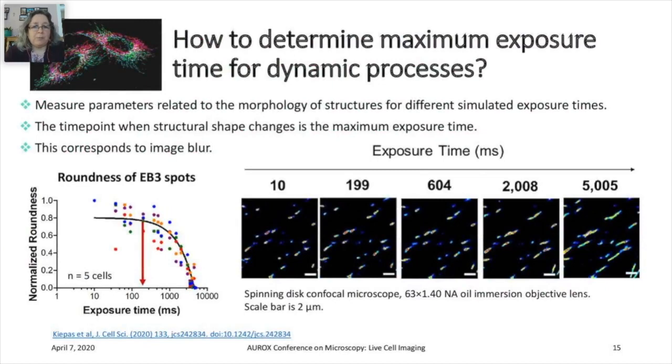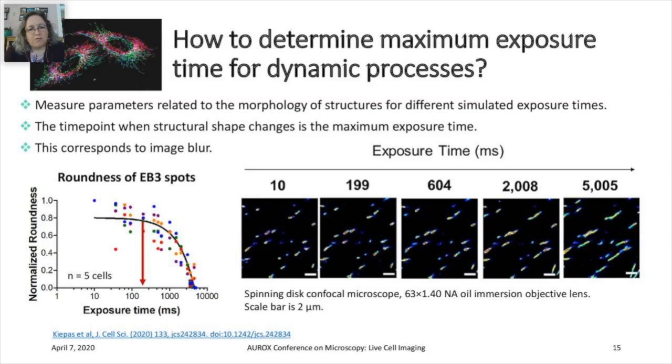So how can you determine the best time for your exposure time? So we measured a number of different morphological properties of these EB3 spots, and I'm just giving you one example here, which was the roundness. So how round are these spots? And in general, the spots are a little bit oblong, even at the highest exposure time, but you can measure that for many EB3 spots for the different exposure times.